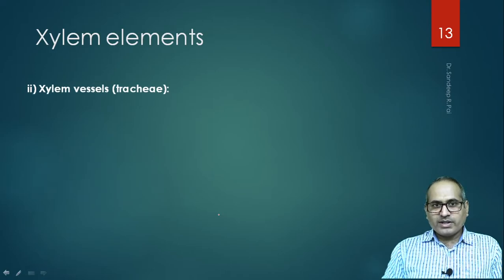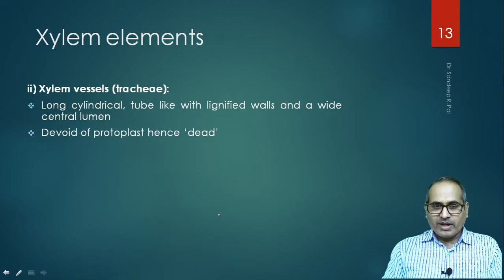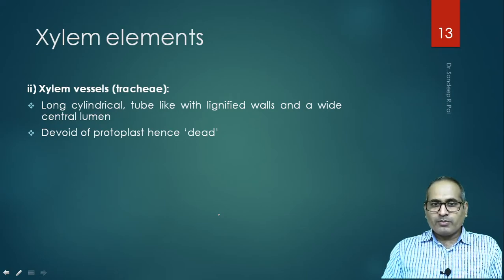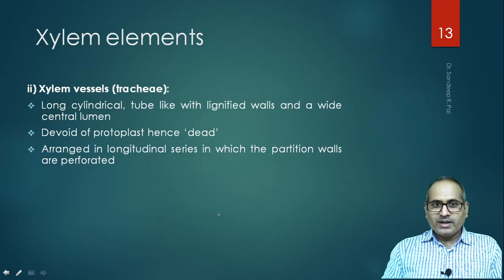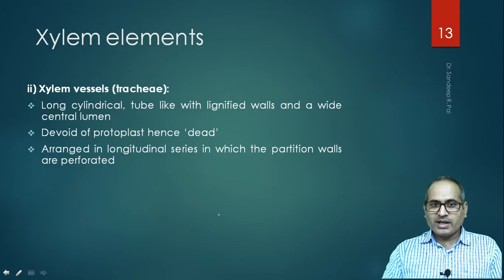Next, into the xylem vessels, we will try to understand what are xylem vessels, particularly tracheae, into xylem elements, beg my pardon. They are long cylindrical tube-like with lignified walls and a wide central lumen. So they have a wide central lumen into it. They are devoid of protoplast, hence they will be called as dead. They are arranged in longitudinal series in which the partition walls are perforated. Partition walls which differentiate one cell from the other cell, they are perforated. So what happens is, because of this, sideways movement of water and minerals can occur.